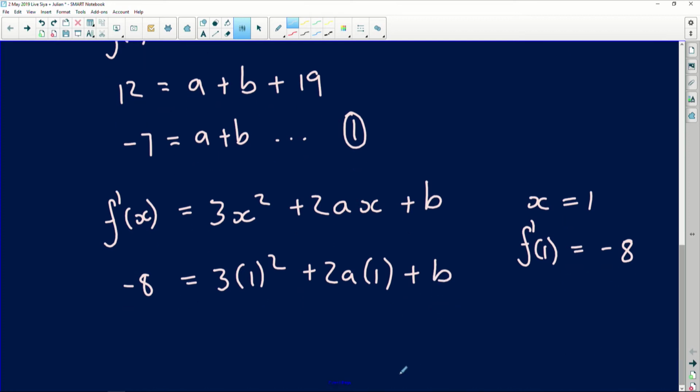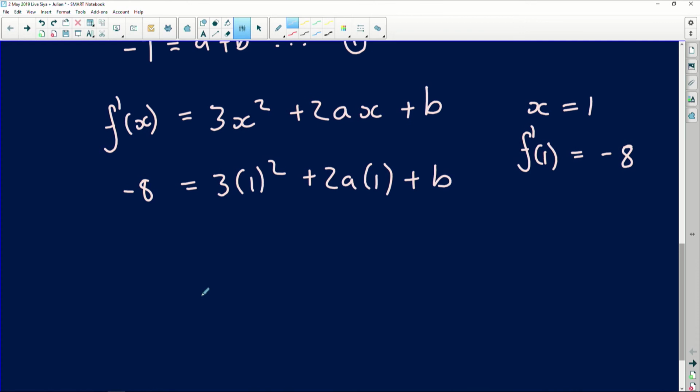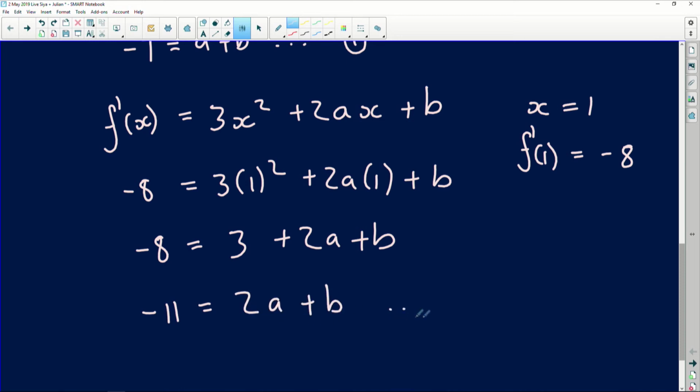Simplifying this side, we have negative 8 is equal to 3 plus 2a plus b. And if we simplify a little bit further, we get negative 8 minus 3, which is negative 11, equal to 2a plus b. And that's going to get me my second equation.